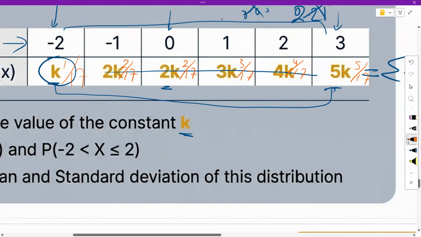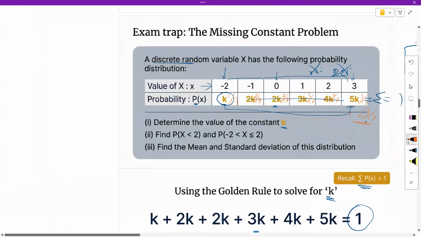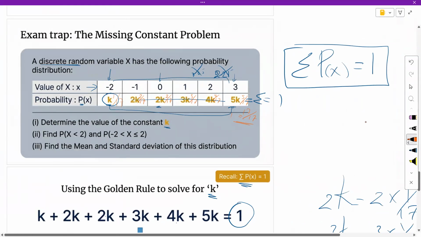Let us test it. Here all denominators are equal, so for the numerators: 1 plus 2 equals 3, 3, 5, 8, 12, 17. 17 divided by 17 equals 1, right? So we correctly found the value of k.